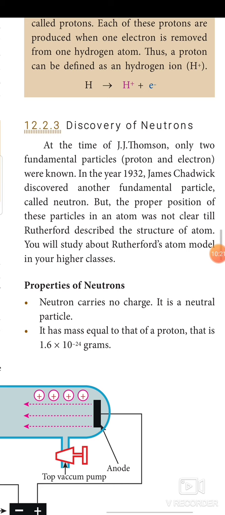Properties of neutron. Neutrons carry no charge. It is a neutral particle. It has mass equal to that of the proton, that is 1.6 × 10^-24 grams or 1.6 × 10^-27 kilograms.